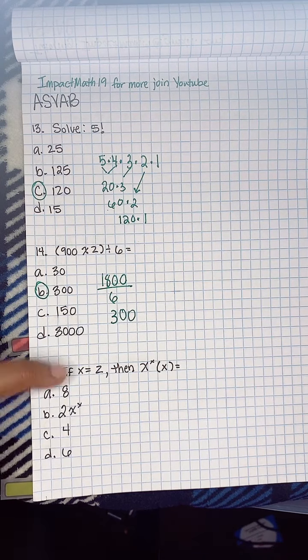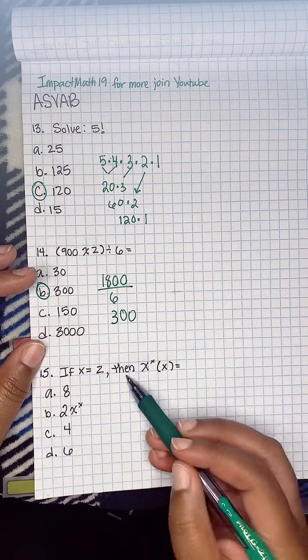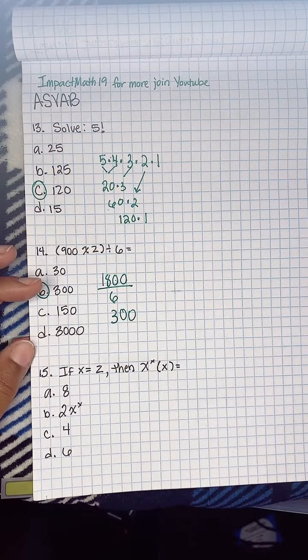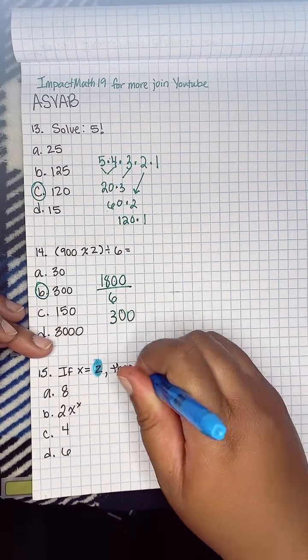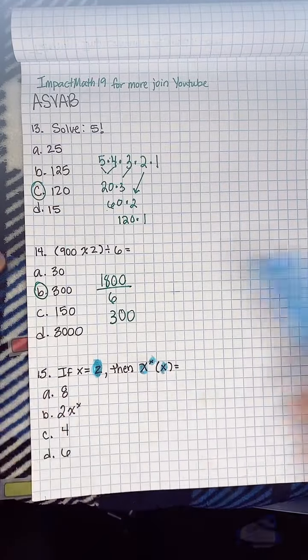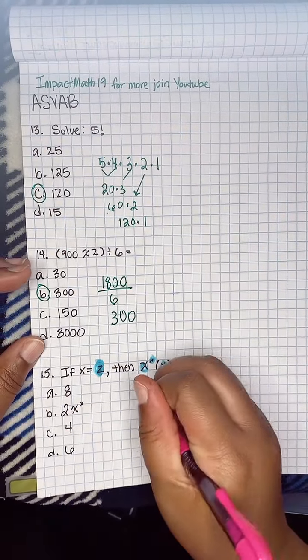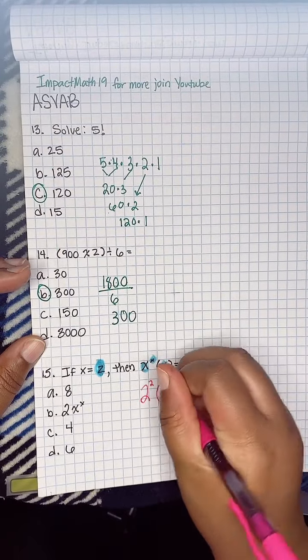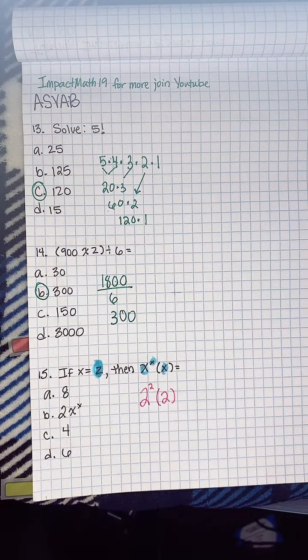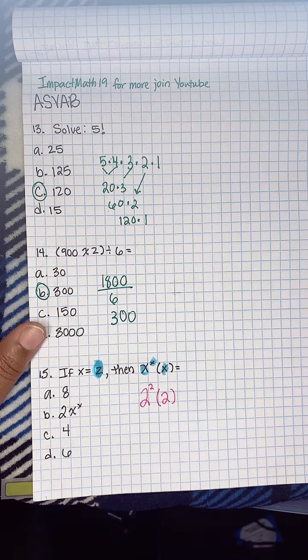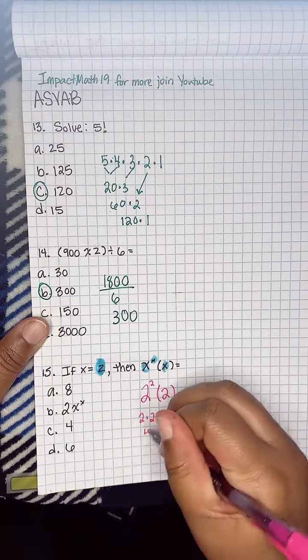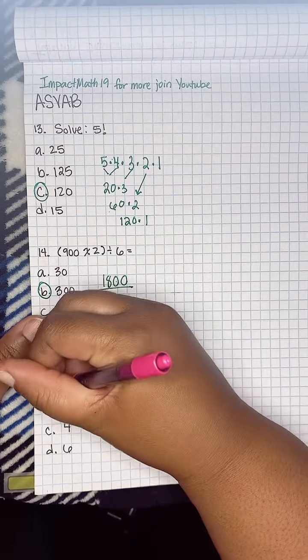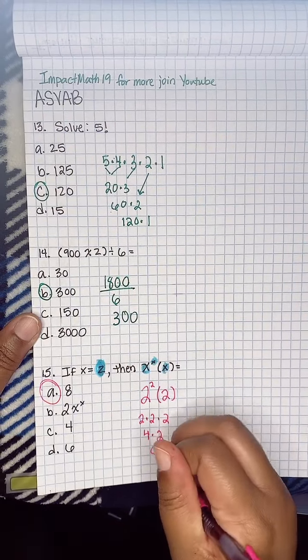All right. So it says if x equals 2, then x to the x times x. Whenever they tell you a number for a letter, you're going to plug that in wherever there's an x. So we're going to write this as 2 to the 2 times 2. Okay, so 2 times 2 times 2, that's really what we're doing. 2 times 2 is 4. 4 times 2, you got it, is 8.